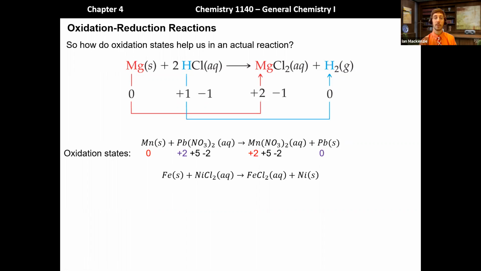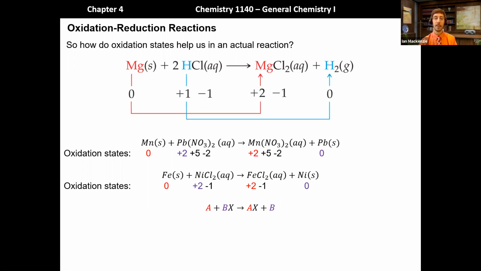Another example here, iron with nickel chloride. Very similar to the last one. Iron in its oxidation state is 0. Nickel in its oxidation state is 0. Chloride is -1, so nickel must be +2. Iron, chloride is still -1, so iron must be +2. So I've gone from 0 to +2. Iron has been oxidized, it has lost 2 electrons. Nickel has gone from +2 to 0. It has gained 2 electrons, it's been reduced.